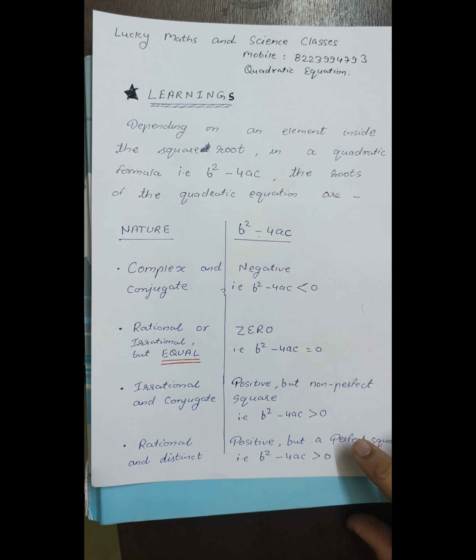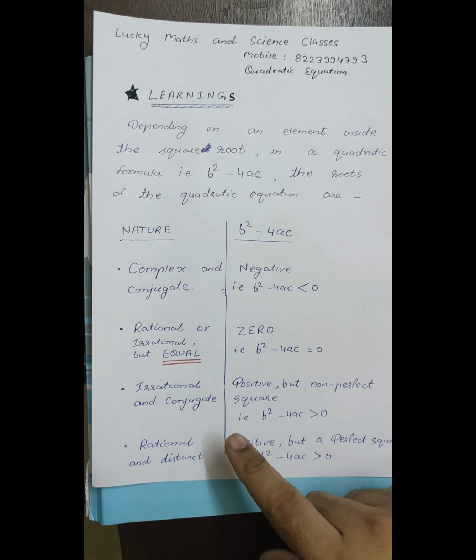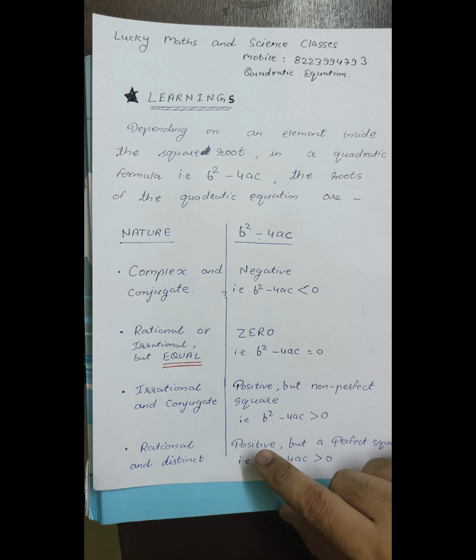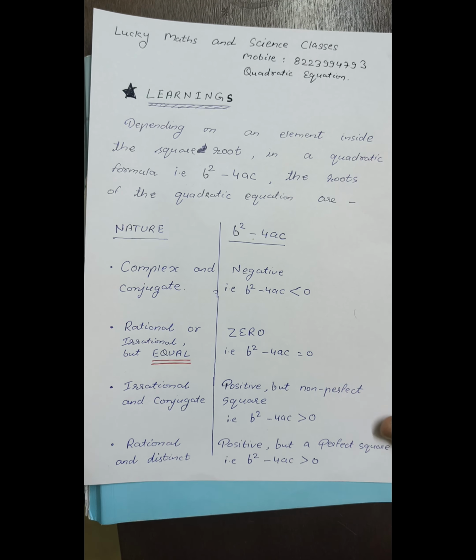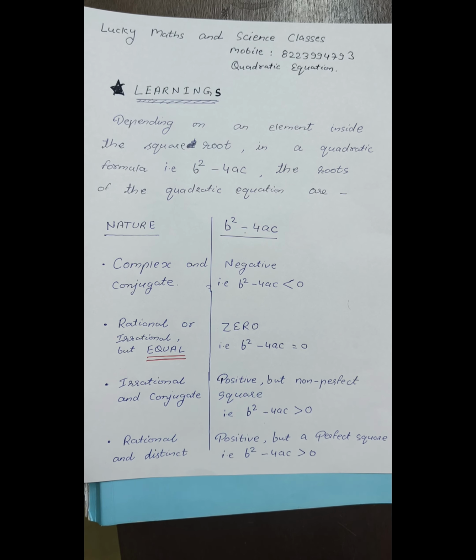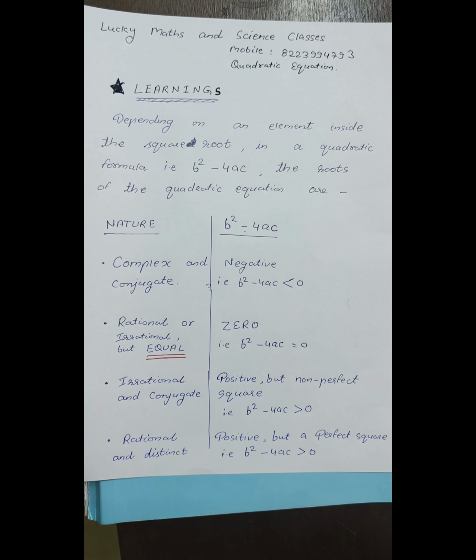Again, the last part, when we are getting rational and distinct. Rational numbers, but they are different, not equal. Again, b square minus 4ac should be positive, that is more than 0, but it should be a perfect square. For an example, 5 plus root 16 or 5 minus root 16. We can solve root 16. 5 plus 4, 9, and 5 minus 4 is plus 1. 1 and 9 are two different but rational roots.